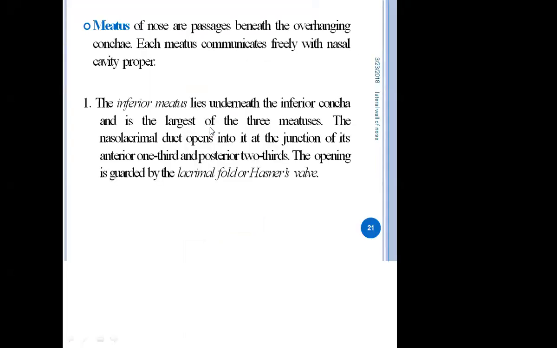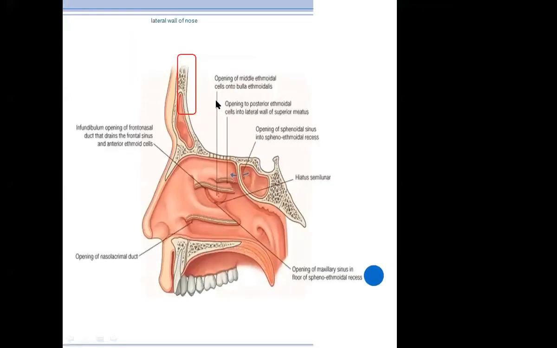So conchae are the bony projections, and below the concha the space is called the meatus. First is the inferior meatus, which lies beneath the inferior concha. This one is the meatus. If you remove or reflect this concha, you can get a picture like this. So this is the inferior meatus, this is the middle meatus, and this is the superior meatus.